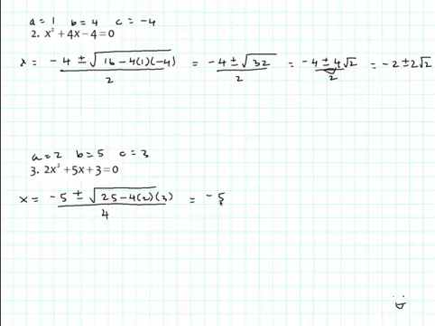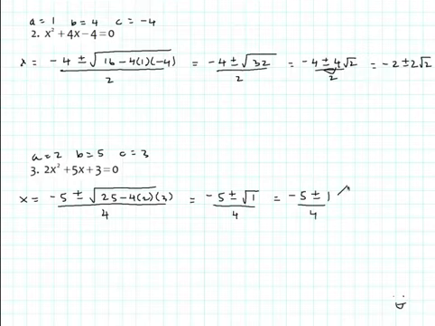Negative 5 plus or minus the square root. Inside that square root, we're going to end up with a 1. The square root of 1 is one of those perfect numbers, so we get 1, and we'll need a branch. Negative 5 plus 1 over 4, negative 5 minus 1 over 4.